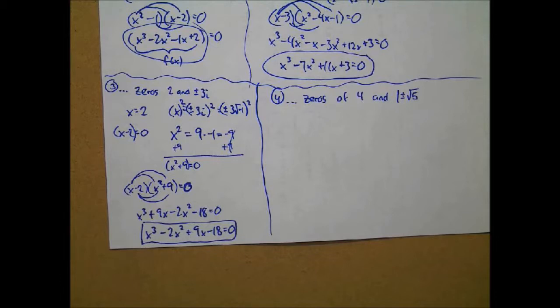And then you don't need the plus or minus anymore either, because when you square this plus or minus root 5, if you square a positive root 5, it's 5. If you square a negative root 5, it's also going to be 5. So the plus or minus goes away too.